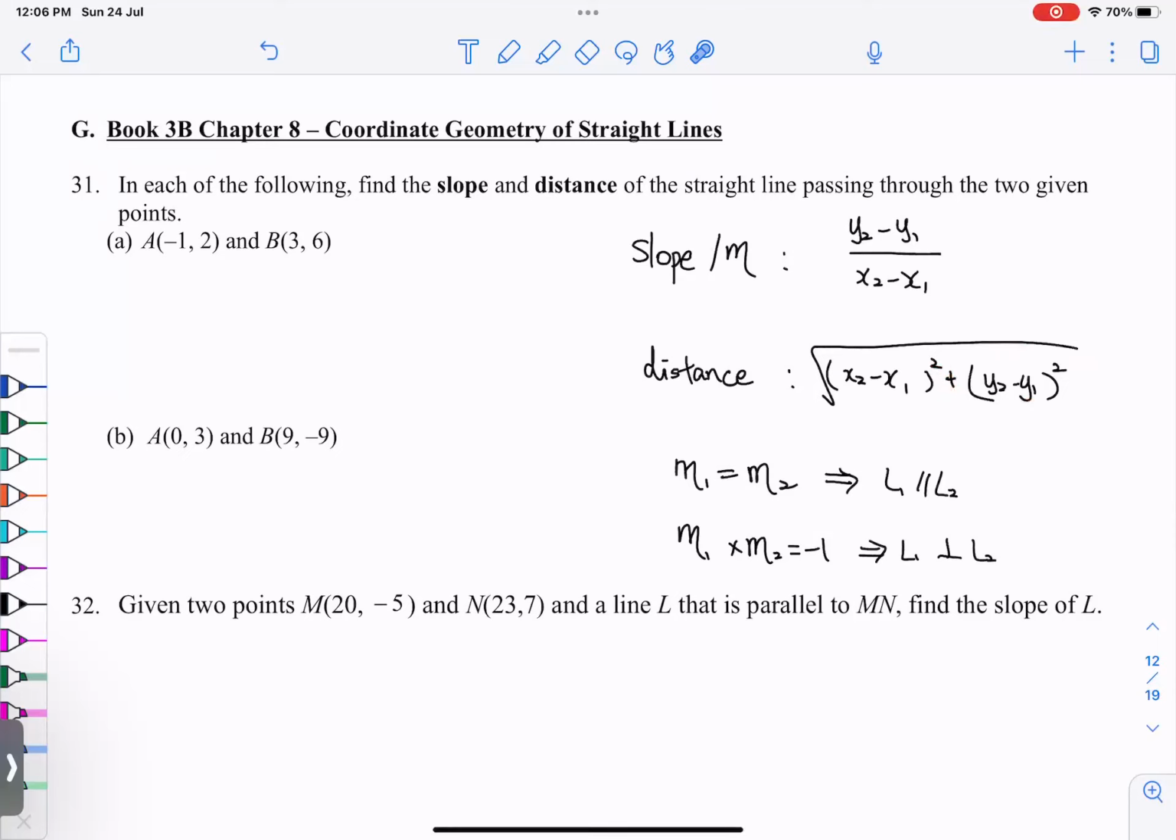Why do I say the word difference? Difference means big minus small. Actually, you could do small minus big or big minus small, it's also the same. In the end, the calculator will help you simplify, so it's good enough. So just do any of them.